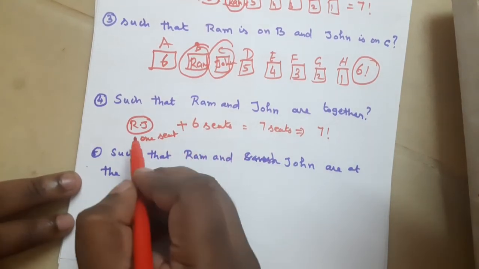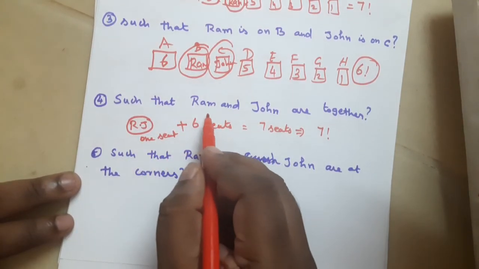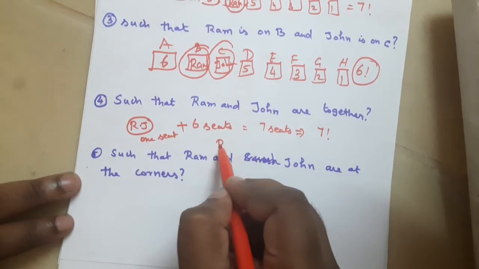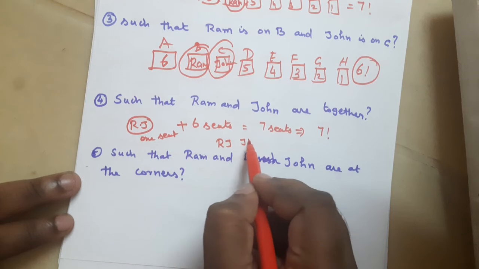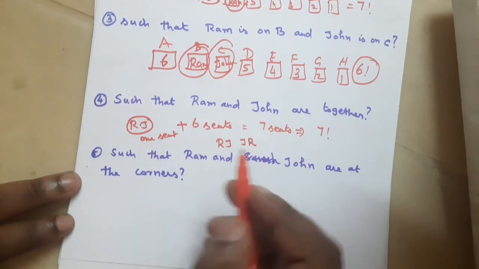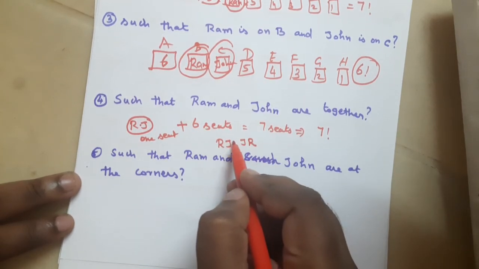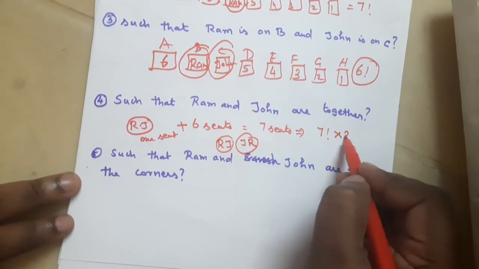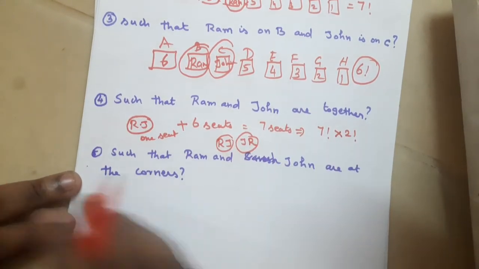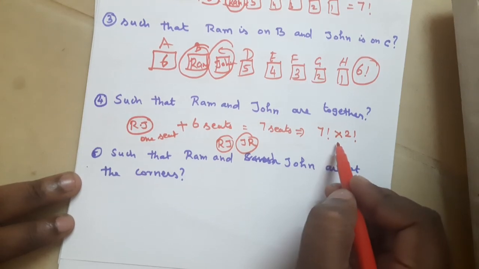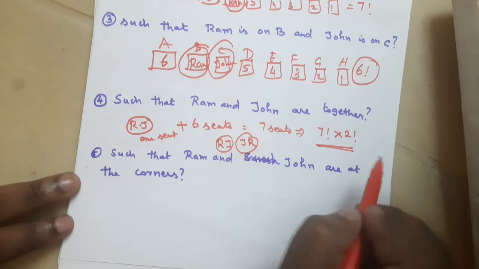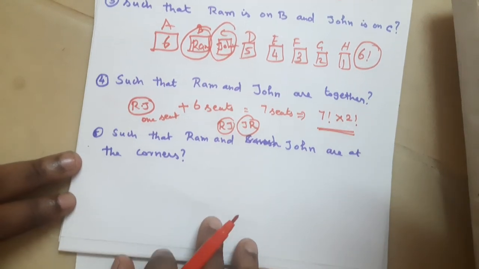And one more condition. Here, Ram and John are together only. So it may be Ram and John or John and Ram. So there are 2 possibilities. So we multiply by 2 factorial, because here we use the word and. This is the answer for the 4th question.